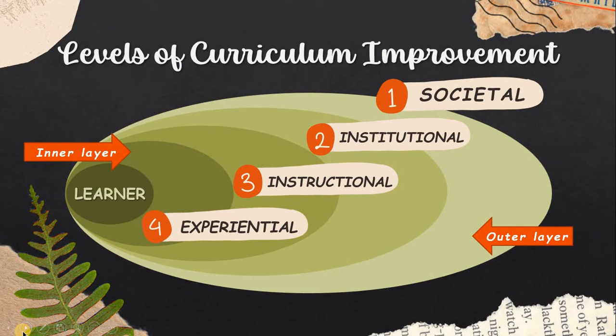As you can see in our diagram, we have the outer layer and the inner layer. The outermost layer of the levels of curriculum is referred to as the societal level, followed by the institutional level, and then the instructional level, and lastly, the innermost layer, which is the experiential level up to the learner. And as you can observe, the societal level is the farthest from the learners and the curriculum, while the experiential level is the nearest from the learners and the curriculum.